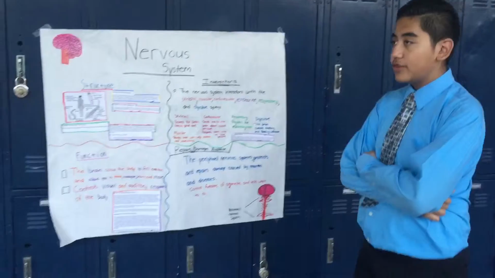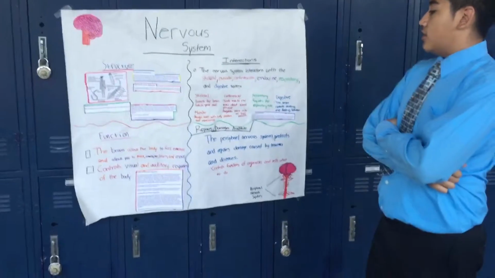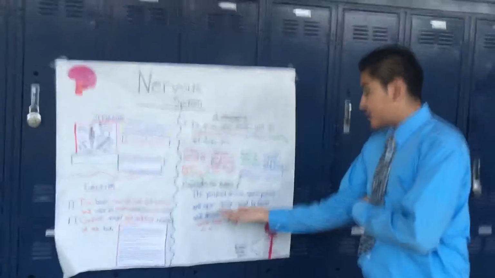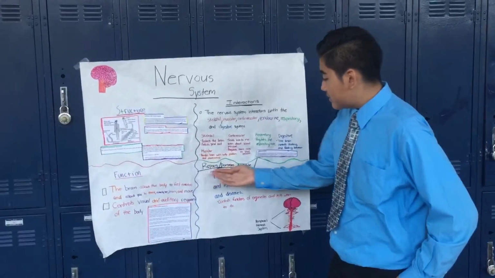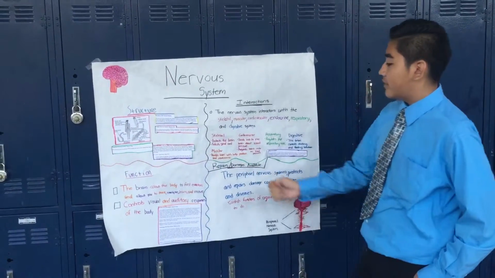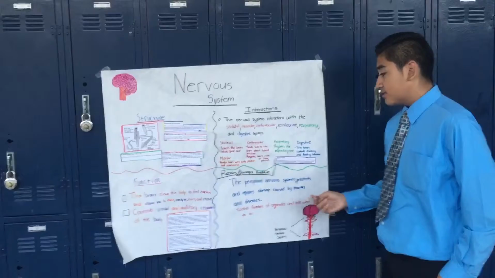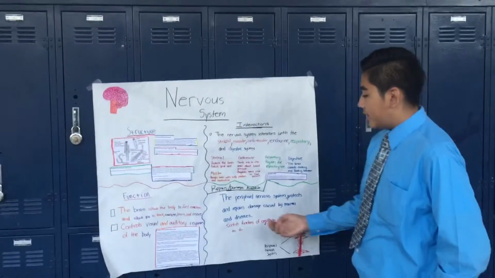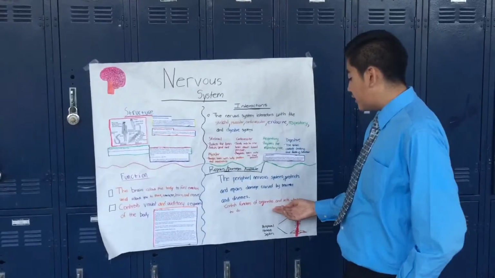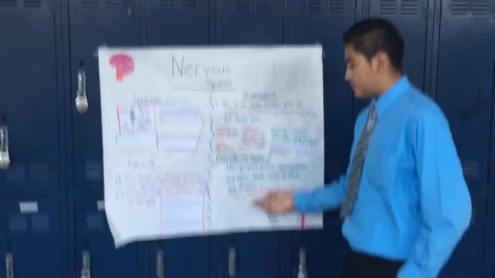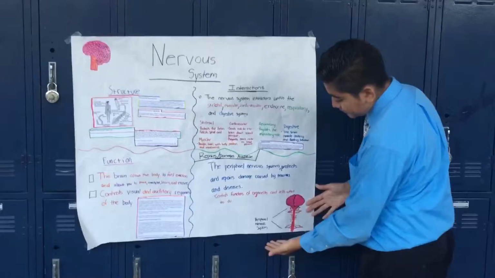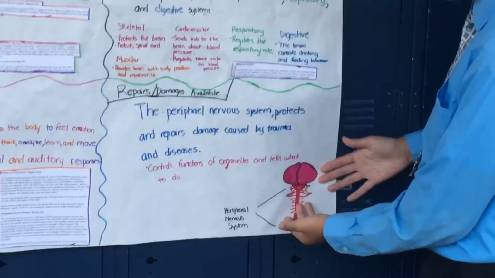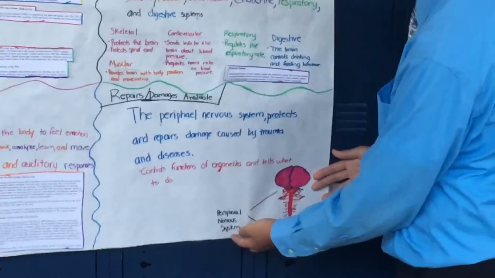Repairs and damages. The peripheral nervous system protects and repairs damages caused by trauma and diseases. It also controls functions of organelles and tells them what to do. And as you can see here, this is a little diagram of what the peripheral nervous system looks like.